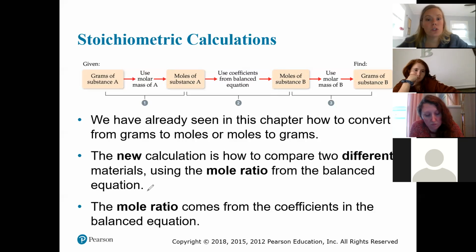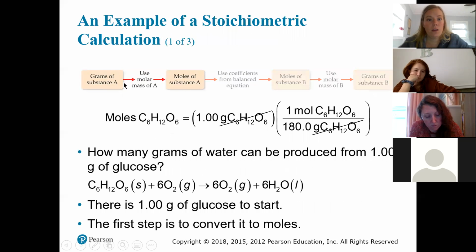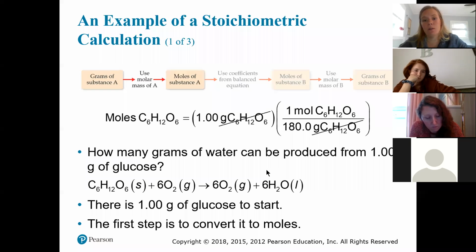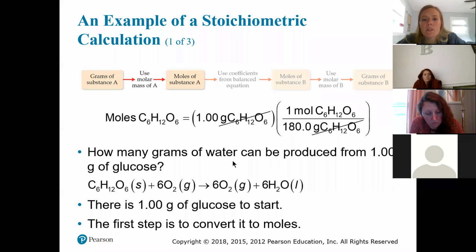So here's an example. Here it says, how many grams of water can be produced from 1 gram of glucose? Now, a couple things to note, asking yourself, am I supposed to do stoichiometry? What am I doing here? If there's a balanced equation, use it. We're not just going to put that there for fun.